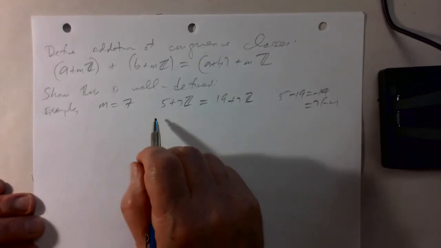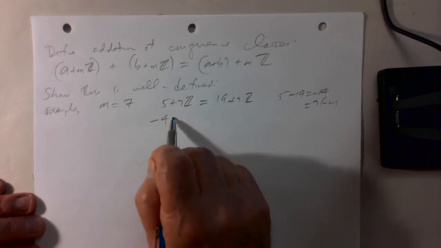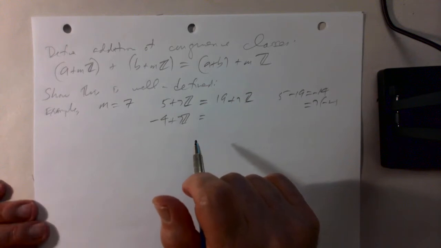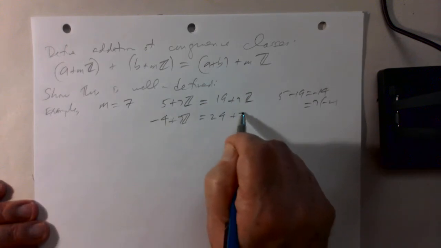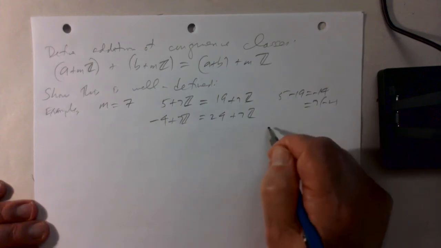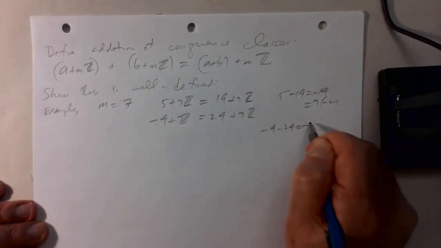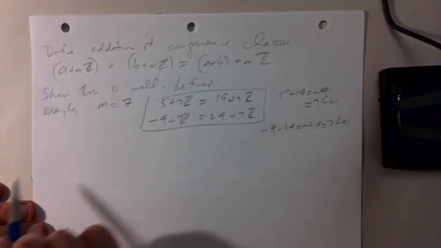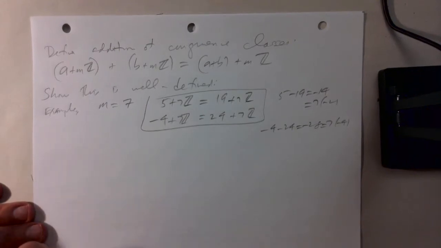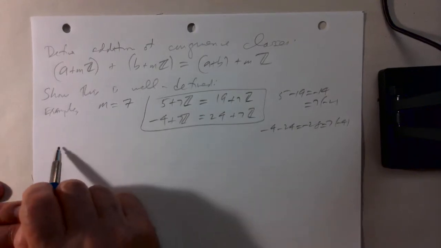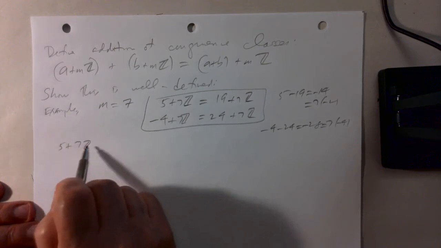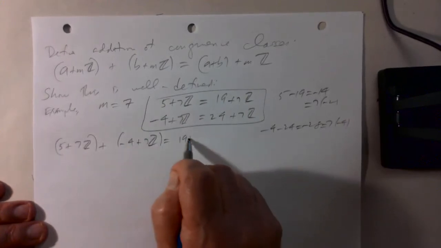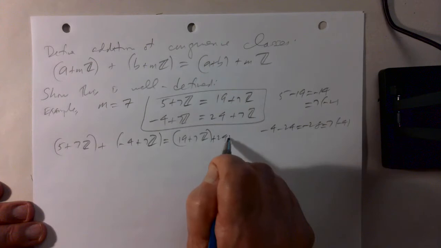And the congruence class of minus 4 plus 7z is the same as the congruence class of 24 plus 7z, because minus 4 minus 24 is minus 28, which is 7 times minus 4. So in order for addition to make sense, it has to be the case that 5 plus 7z plus minus 4 plus 7z is the same as 19 plus 7z plus 24 plus 7z.